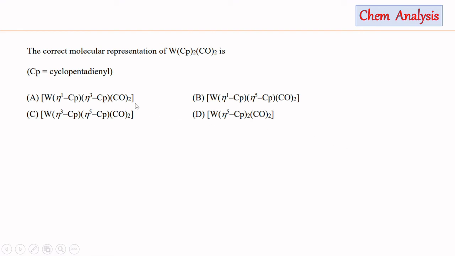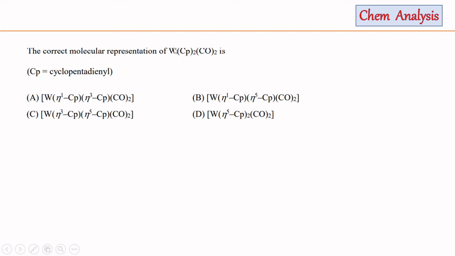In this question, we have to tell the correct molecular representation for this tungsten Cp2(CO)2 complex, and these questions can also be solved depending on the 18 electron rule. And here Cp is a ligand which can coordinate in a flexidentate manner. That means in one way it can act as a monodentate or tridentate, or at one time it can also act as a pentadentate ligand. That means it acts in a flexible way.